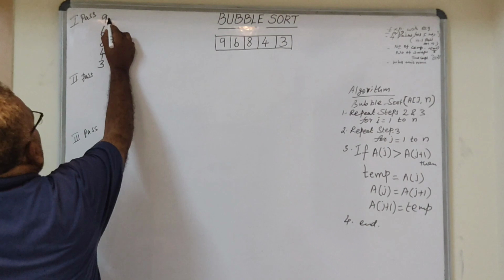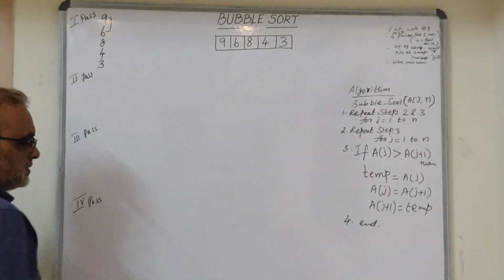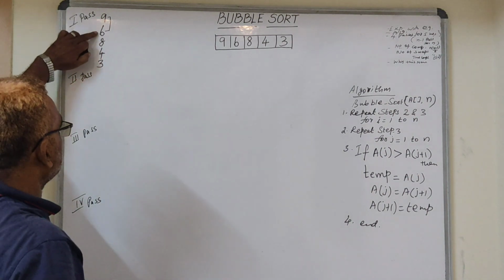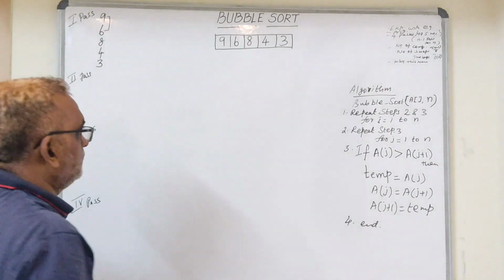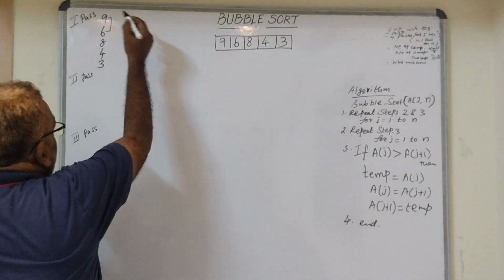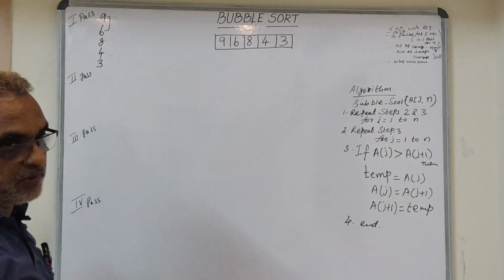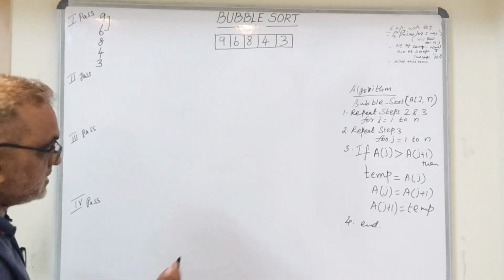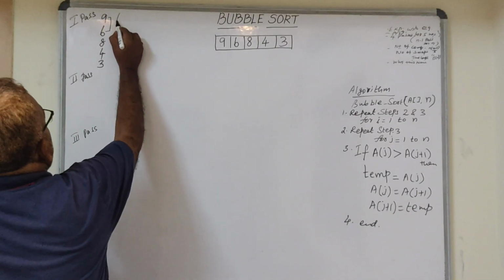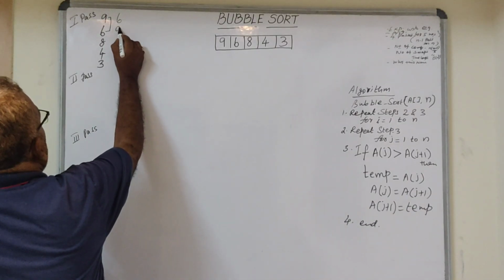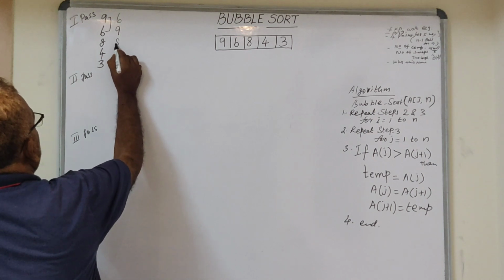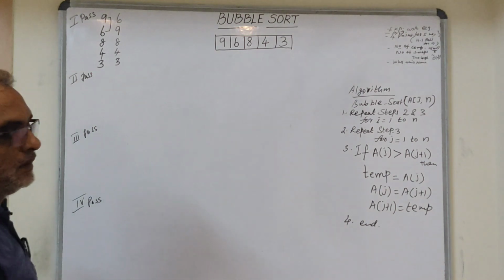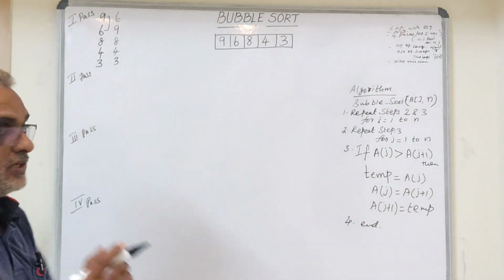What you have to do is compare these two elements. Let us consider this is A[j] and this is A[j+1]. A[j] is greater than A[j+1]. What you have to do? We have to swap the elements. So that means 6 will go there and 9 will come here. The remaining elements are as they are. This is the first check.